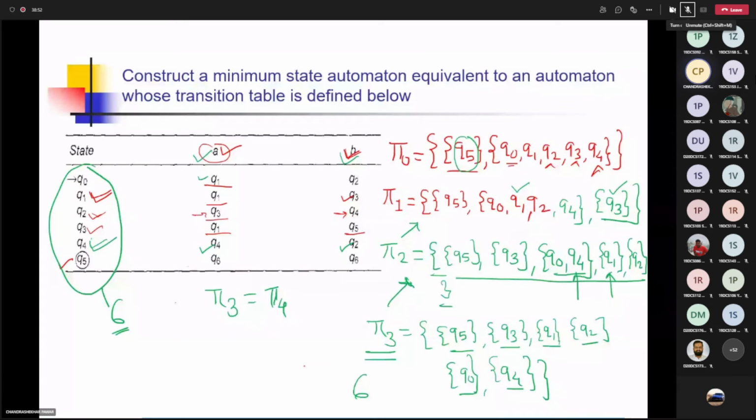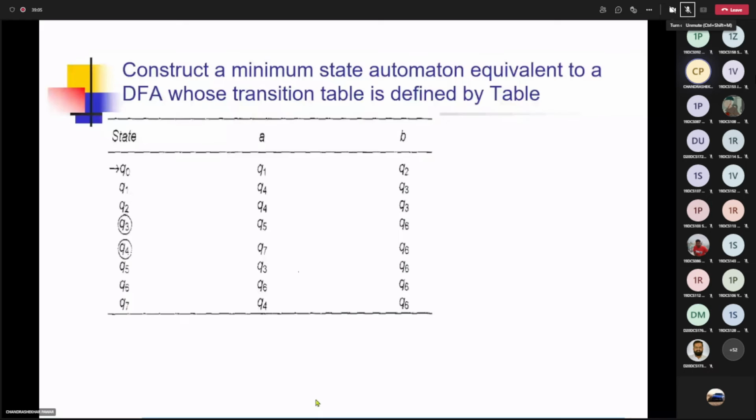So are you able to solve this kind of example? Yes, sir. So let us consider this new example and just tell me the pi 0 value, or we can say the elements in the pi 0. Any one of you?